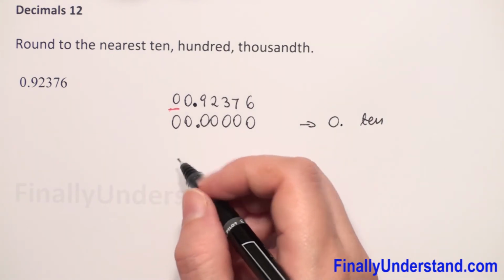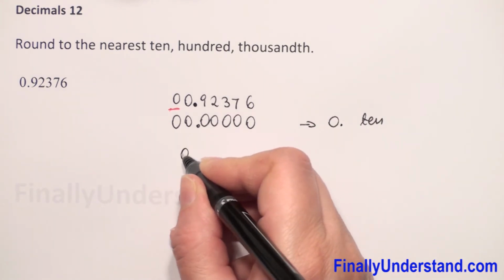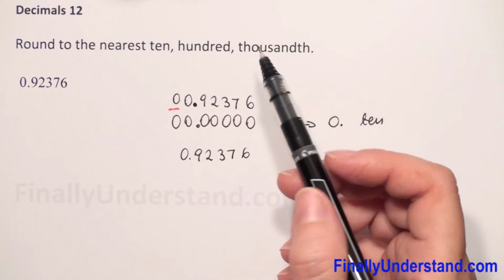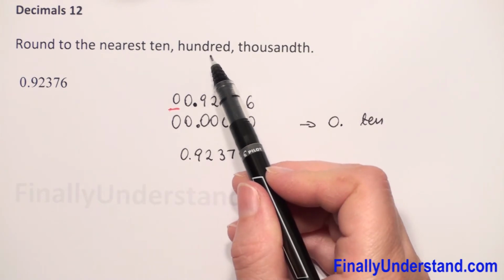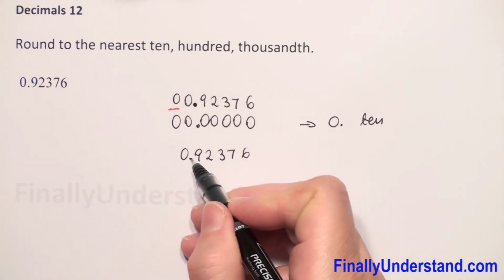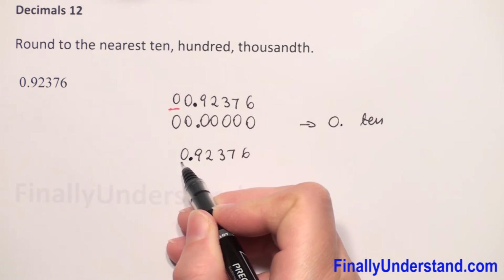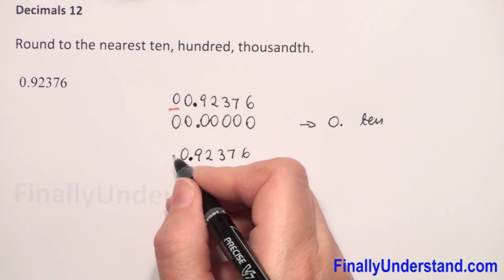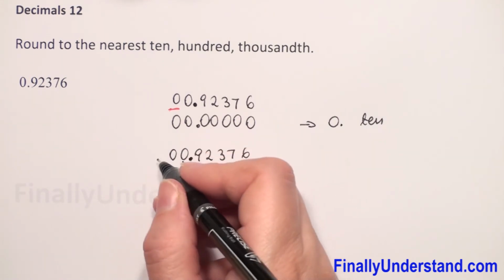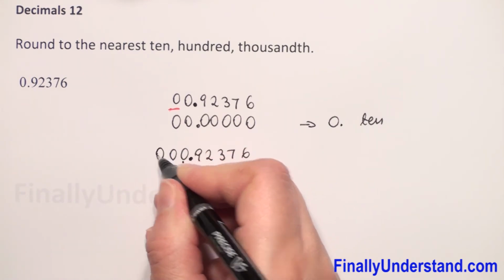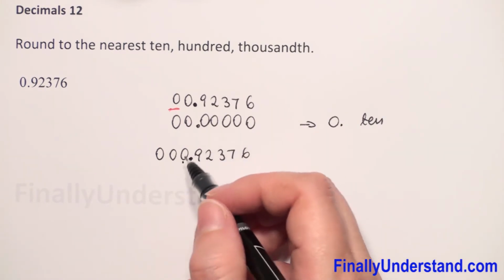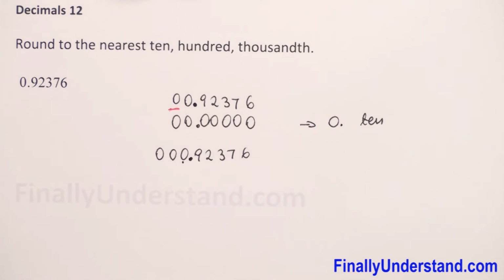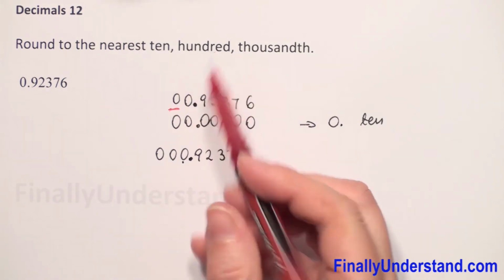Now we have to copy our example again. We have 0.92376 again. Now we have to round to the nearest 100. The 'ed' at the end means we have to move to the left from the decimal point. Ones, tens, we don't have, so it will be 0, and 100 is 0, 100. When we don't have a number, it's always an invisible 0, so we can add these zeros. And now we have to underline our 100.